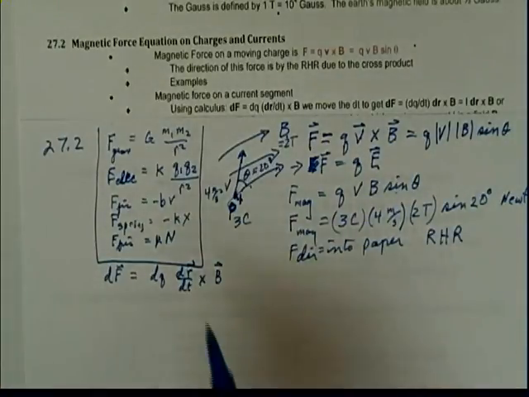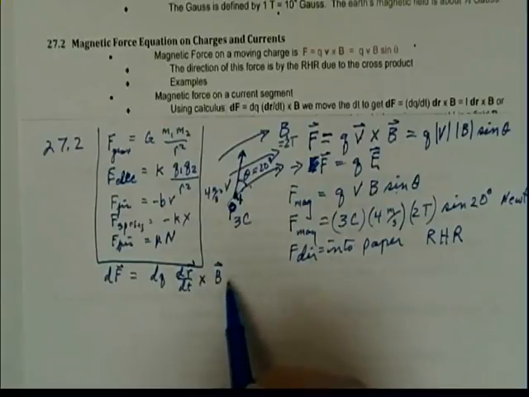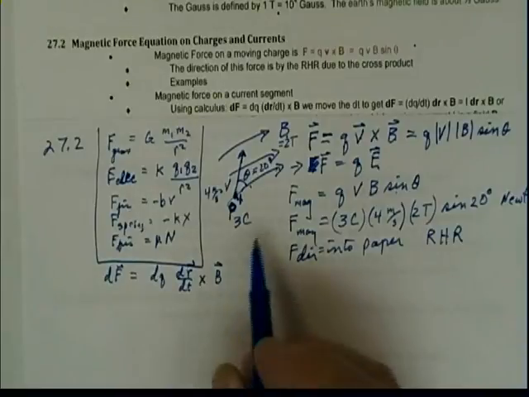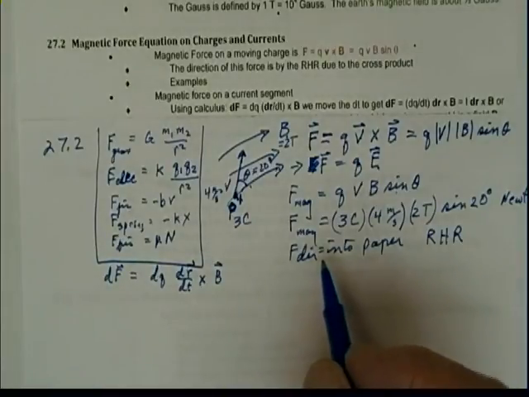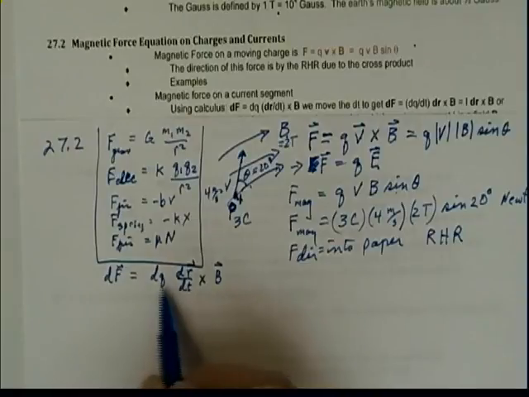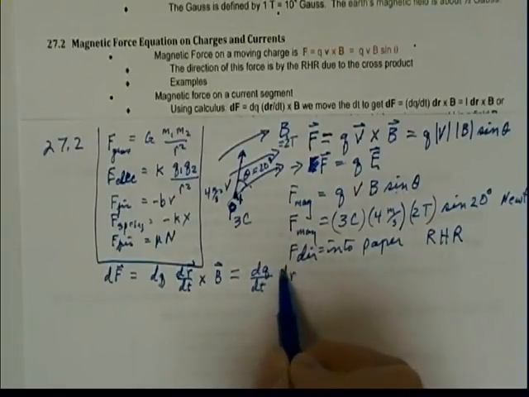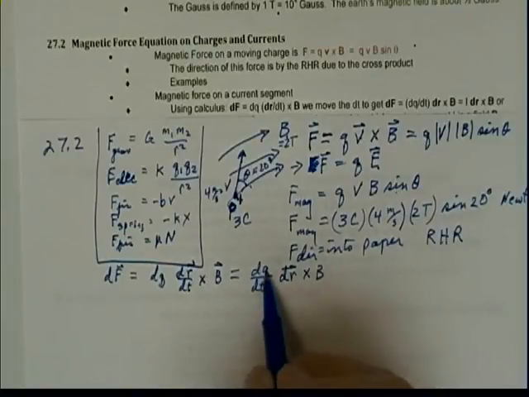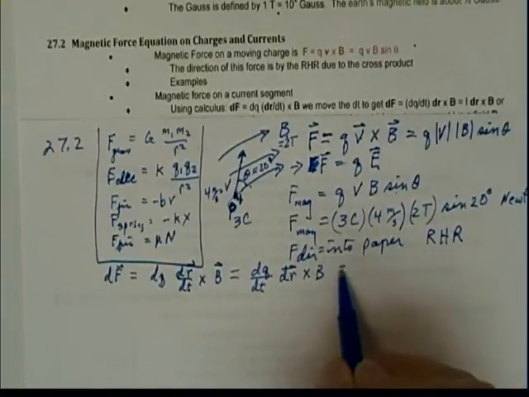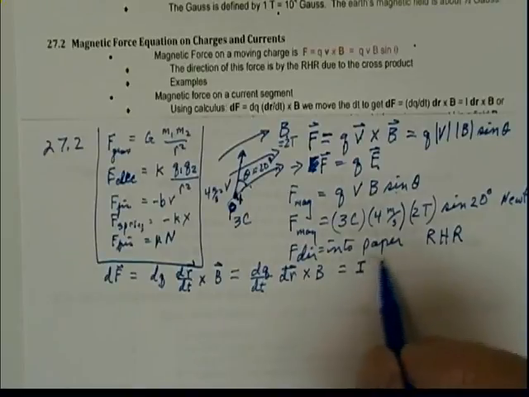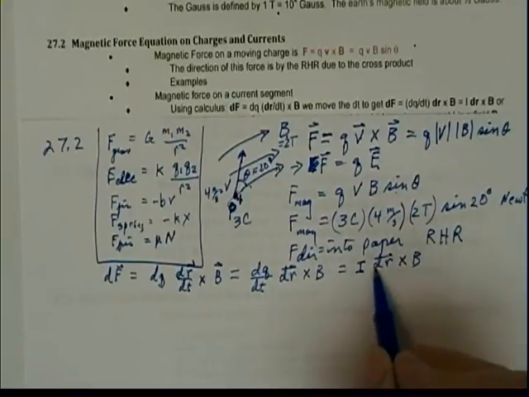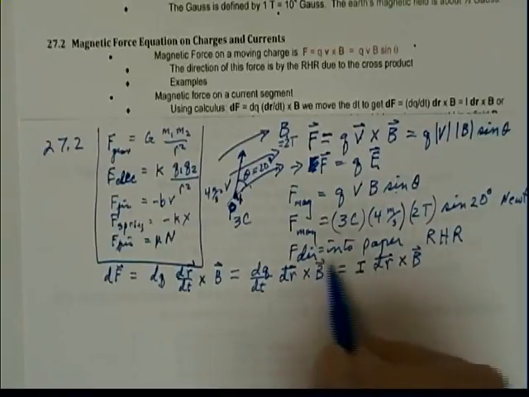B. Now, if you're in the course that does not require calculus, then you can just ignore this, but I'm going to use calculus to derive equations, and you're only responsible for the final result. So I'm going to take this dt and divide it into the dq, and I will get an equation that is dq/dt times dr cross B. Now dq/dt, you'll recall, is the current. So this is the current I times dr cross B, or the length crossed with the magnetic field B.